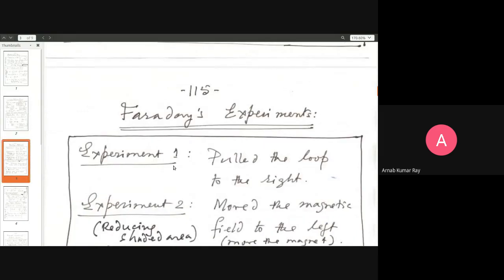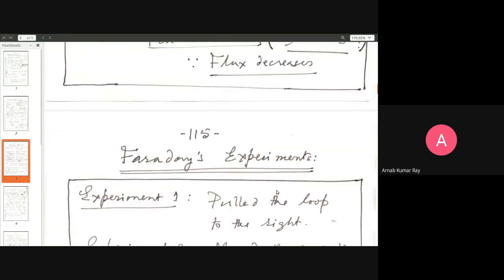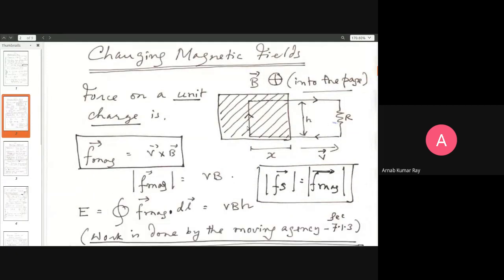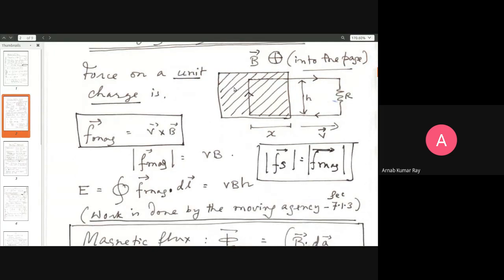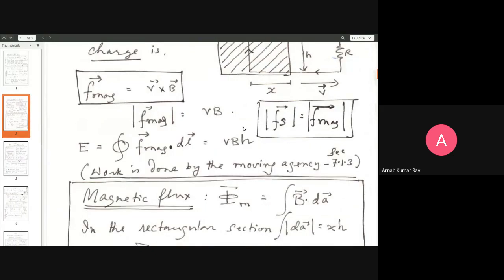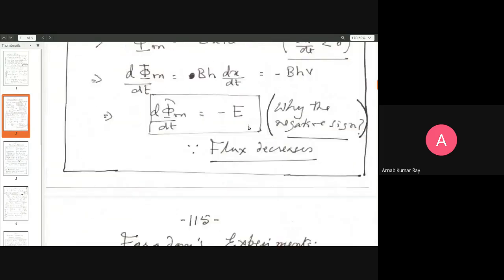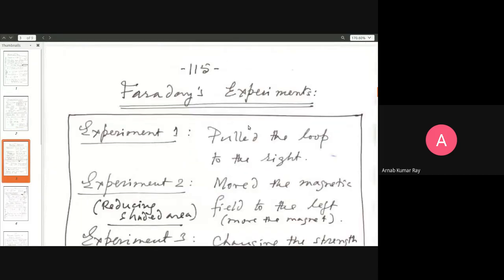As I said, experiment 1, which we have just discussed, is to pull the loop to the right. You can immediately see, and we have discussed it at length, why there will be a flow of a current. Some work will be done. Somebody will be doing some work on the charges by pulling this wire loop to the right. And as a result, there will be an effective Lorentz force. Now let us see experiment number 2.